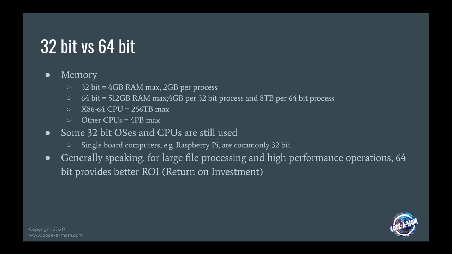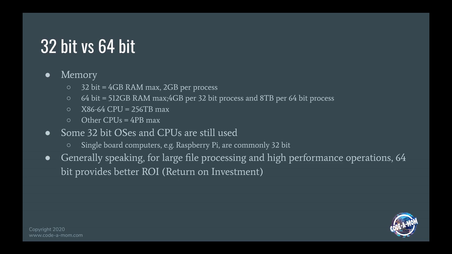We just said that you only have access to 512 gigs of RAM maximum, but using virtual memory, you can get up to 8 terabytes per 64-bit process. The x86 64-bit CPUs give you 256 terabytes max. That's for that particular brand of CPU, so these Intel compatible CPUs. There are other 64-bit CPUs out there that do not have that 256 terabyte limit. They can go up to 4 petabytes.